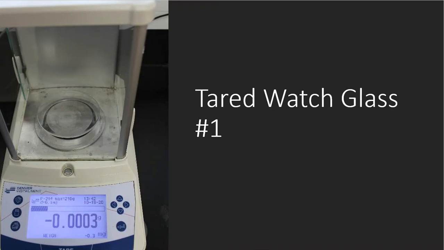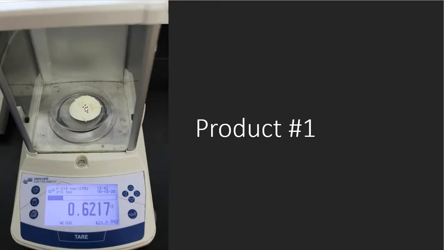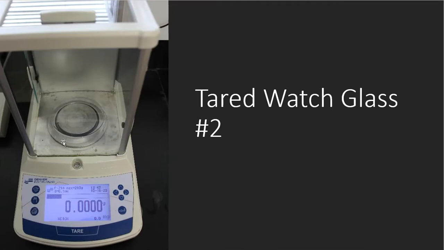And then I'm going to put my filter paper and that product from the acetanilide on that watch glass, and I end up getting 0.6217 grams. So that mass represents the product plus the filter paper. The watch glass has been tared out. That is not included. All right, then I do it again. I take another watch glass, tare it out, and then I transfer my second product over onto it. And that gives me a mass of 0.3113.